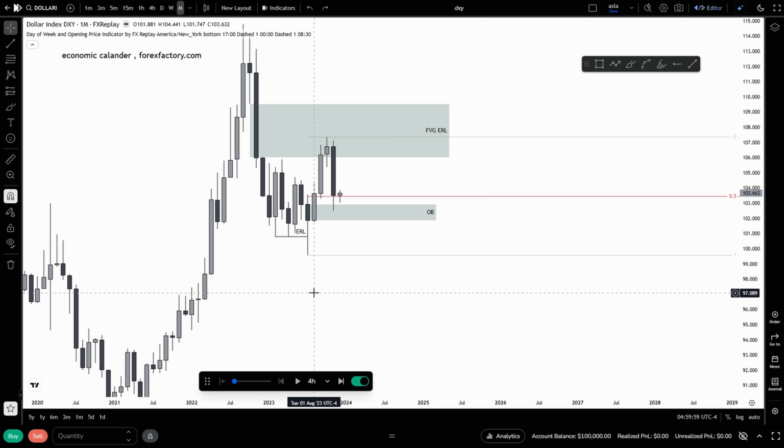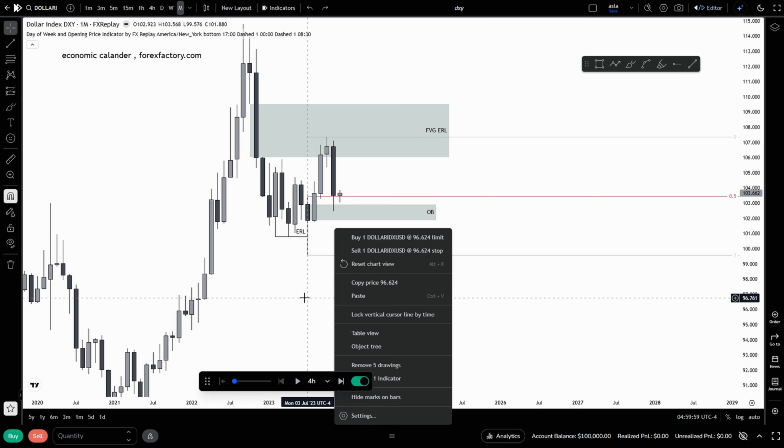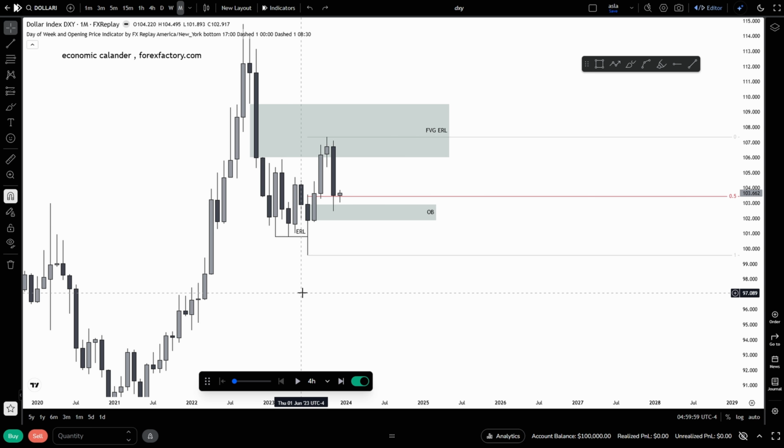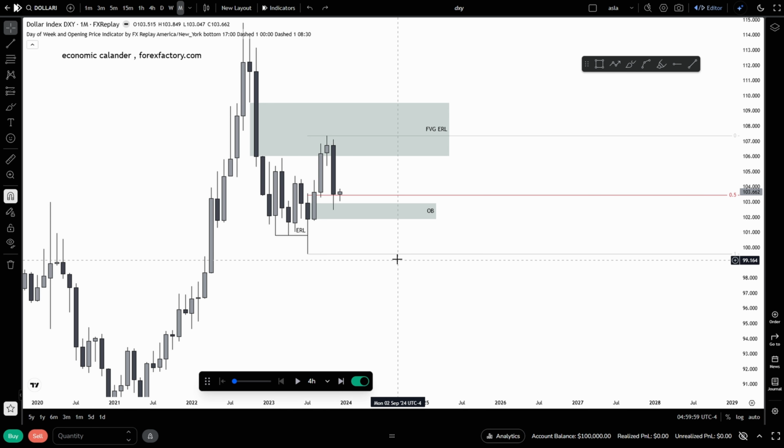Following that expansion, price retraced back into a monthly bullish order block, positioning itself in the discount portion of the dealing range. This is a key observation because when price is in discount, we are generally looking for buying opportunities, especially when there is a clear draw on liquidity sitting above.